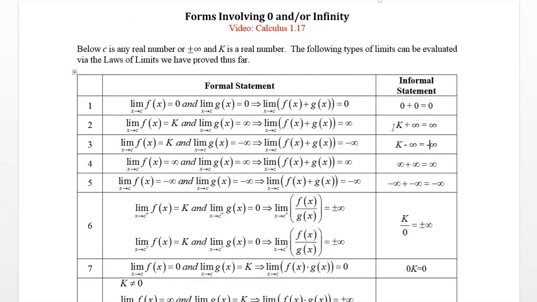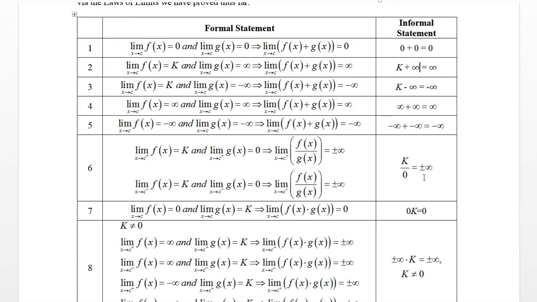0 plus 0 is 0, of course. K plus infinity is infinity, meaning what I'm actually saying over here. This is sort of a shorthand for it. K minus infinity is minus infinity. Infinity plus infinity is infinity. Negative infinity plus negative infinity is negative infinity. A real number divided by 0 is going to go towards infinity or negative infinity, at least from one side. Possibly both infinity, possibly both negative infinity, possibly infinity from one side and negative infinity from the other side.